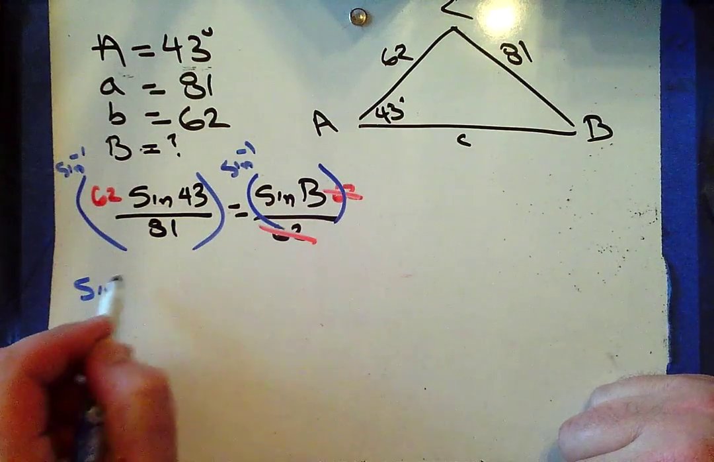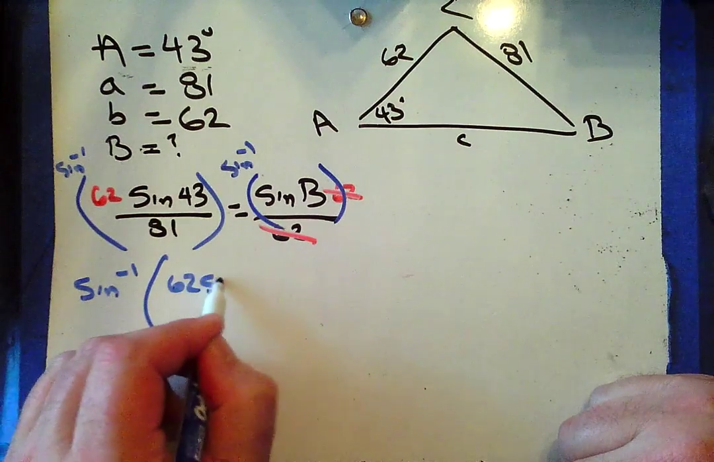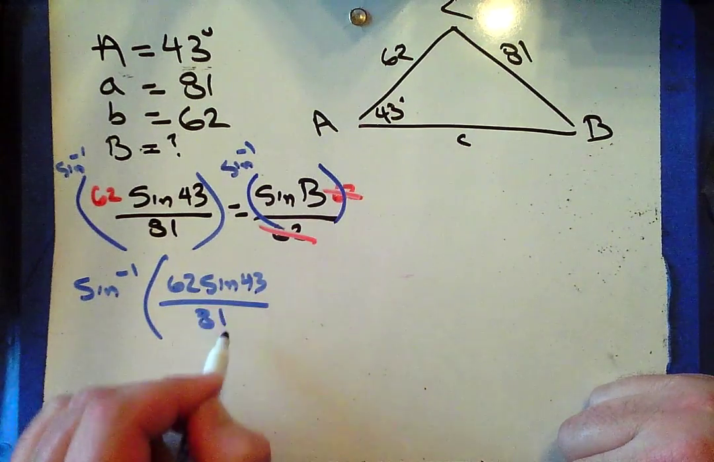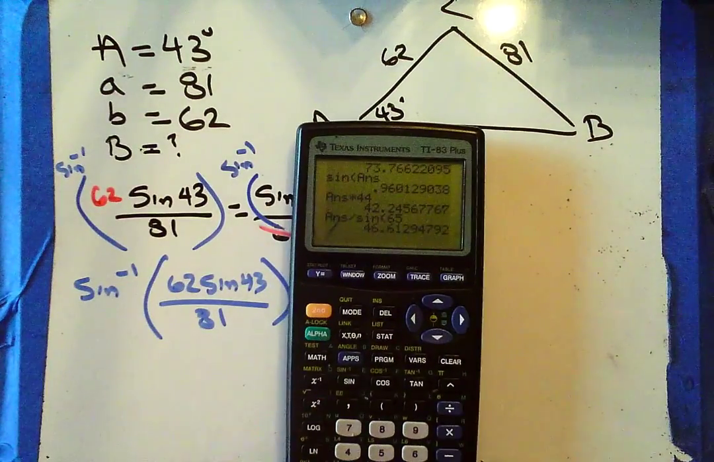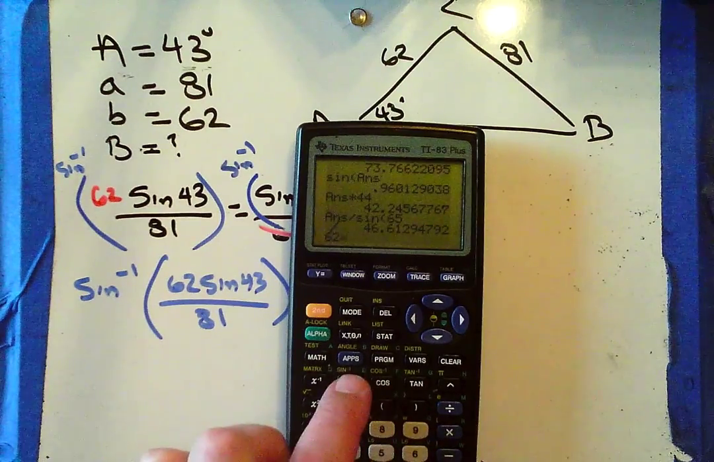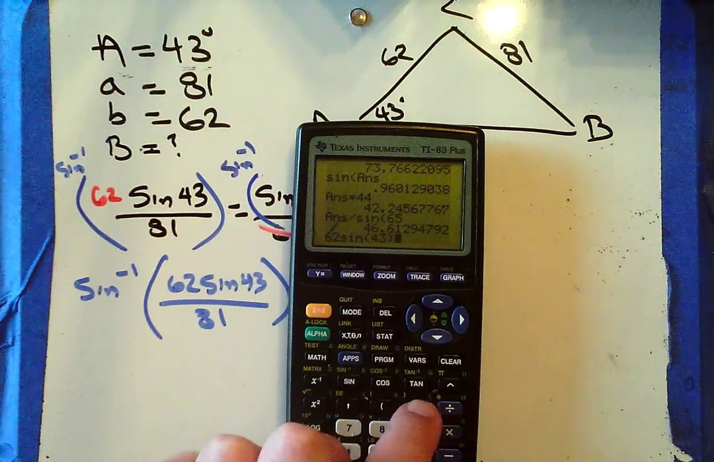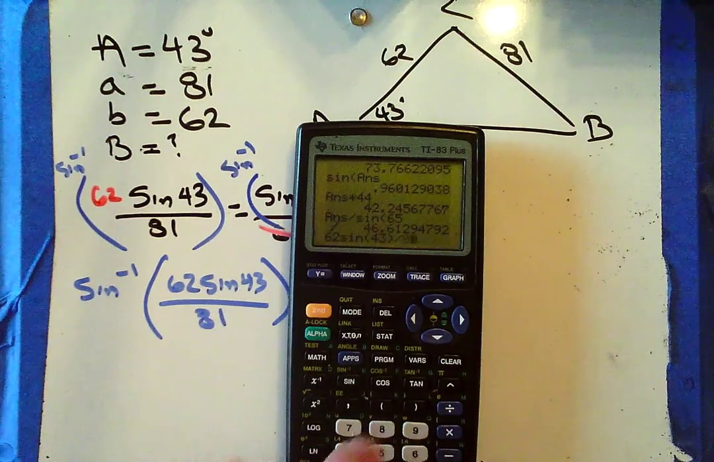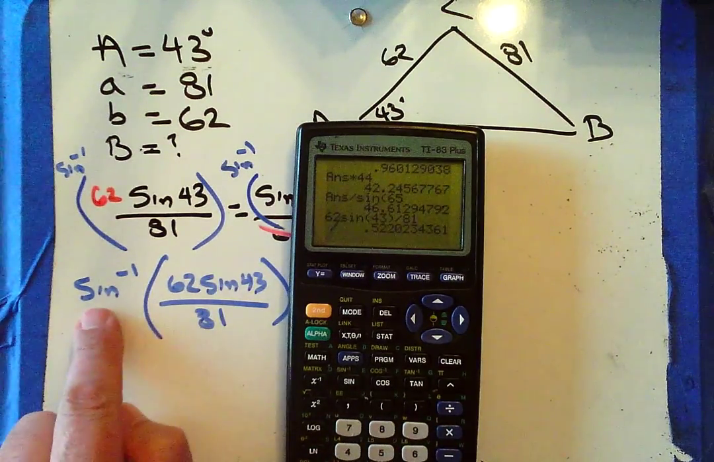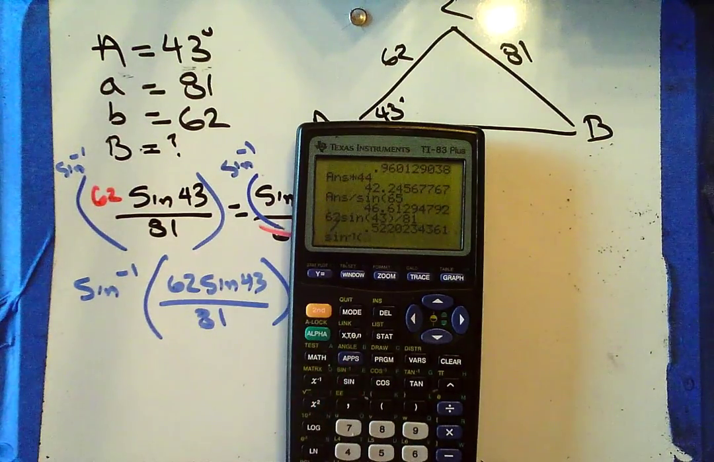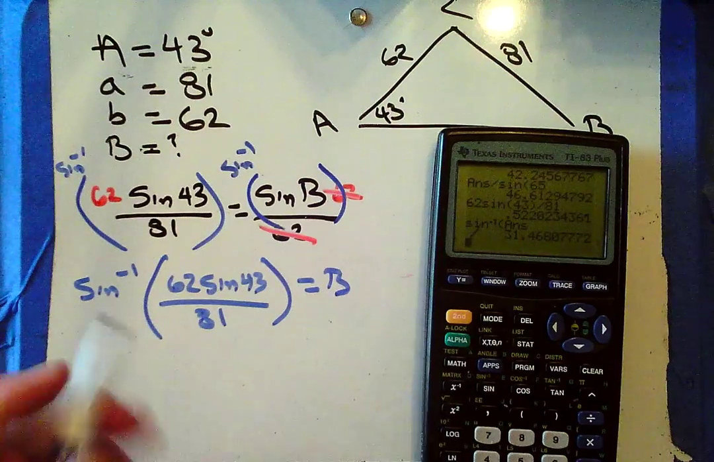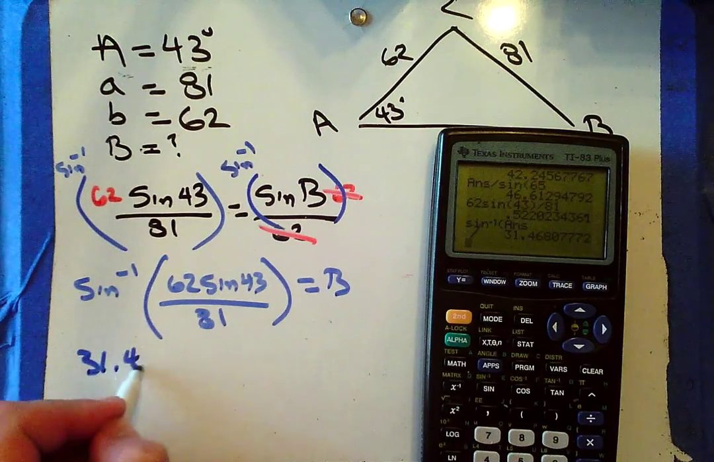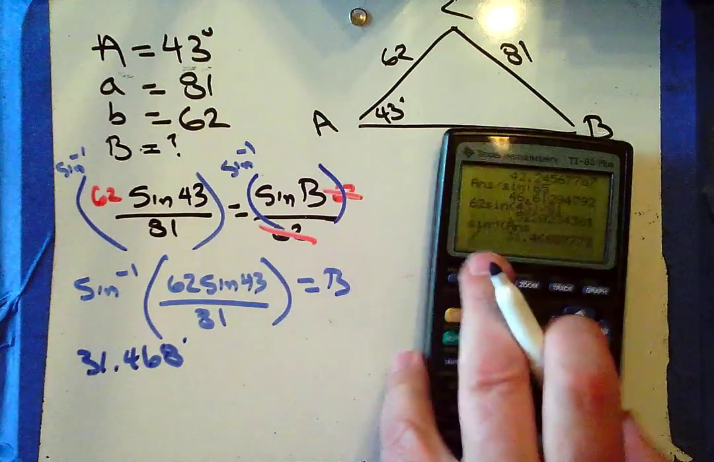And so sine inverse of 62 sine 43 over 81 equals angle B. I'd probably do that in 2 steps. I would do the 62 sine 43 close parentheses divide by 81 first, and then I would do the inverse sine of that second answer, so you don't have to retype that long decimal string. And I get that angle B is 31.468 degrees.